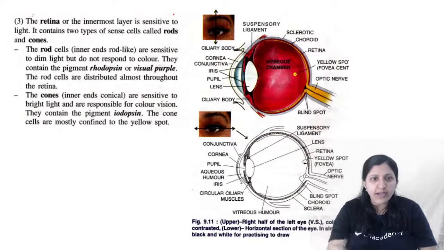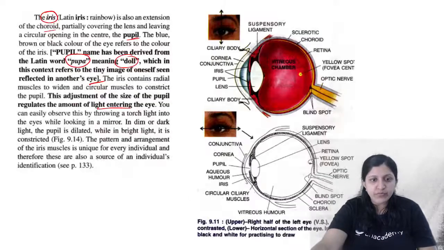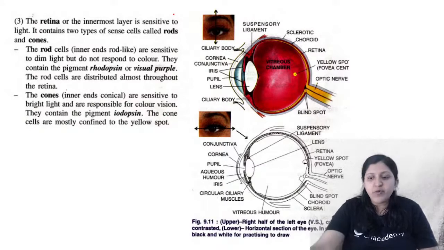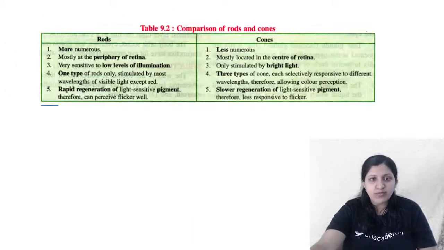Now the next part is the retina. The retina is the innermost layer which is sensitive to light, and it contains two types of sensory cells which we call rods and cones. So rod cells are sensitive to dim light, and then there is the cone. I'll just explain this.